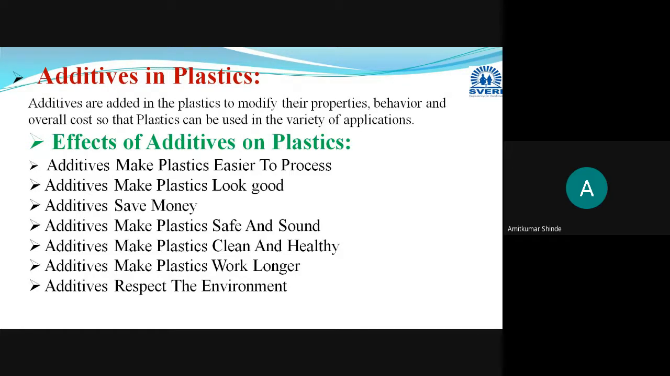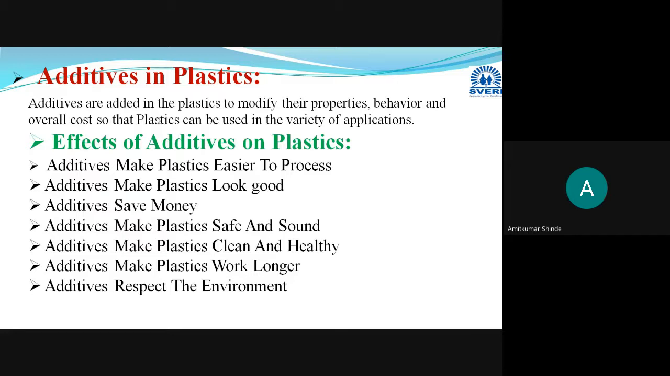According to your purpose, you are going to change some properties, or you are going to do some variation in the properties of the available plastic material. To do that, you require some chemicals, and those chemicals are referred to as additives. In short, some extra chemicals you are adding in the polymers or that available plastic material to change its properties according to our need, so that it will become suitable for our application. Those chemicals or materials will be referred to as additives.